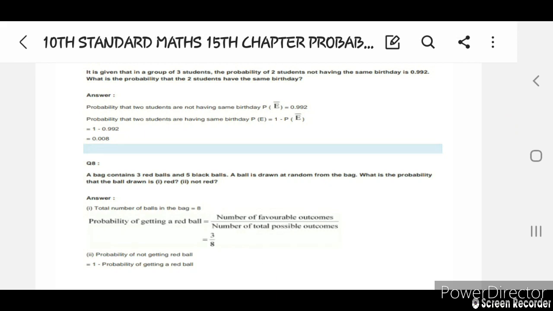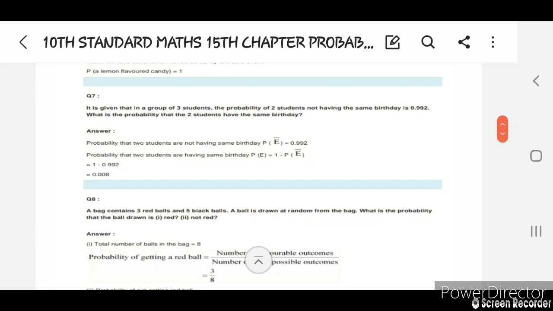Next, it is given that in a group of 3 students, the probability that 2 students do not have the same birthday is 0.992. What is the probability that the 2 students have the same birthday? The probability of not the event is 0.992, so you have to take 1 minus 0.992, which equals 0.008. Therefore 0.008 is the probability that the 2 students have the same birthday.